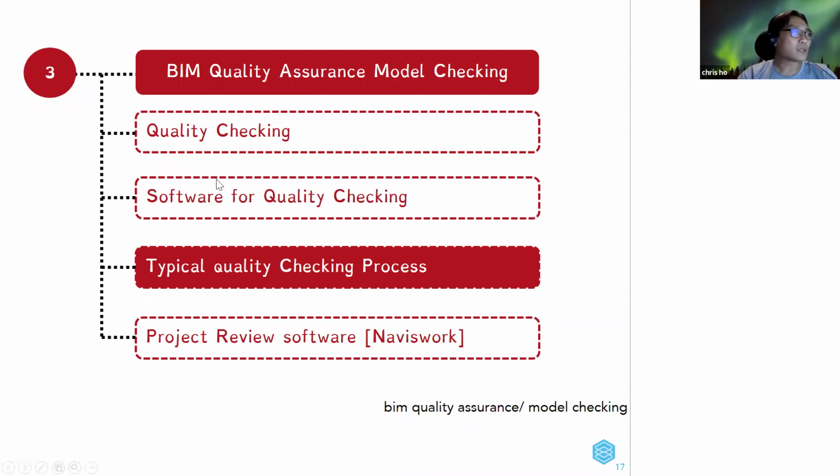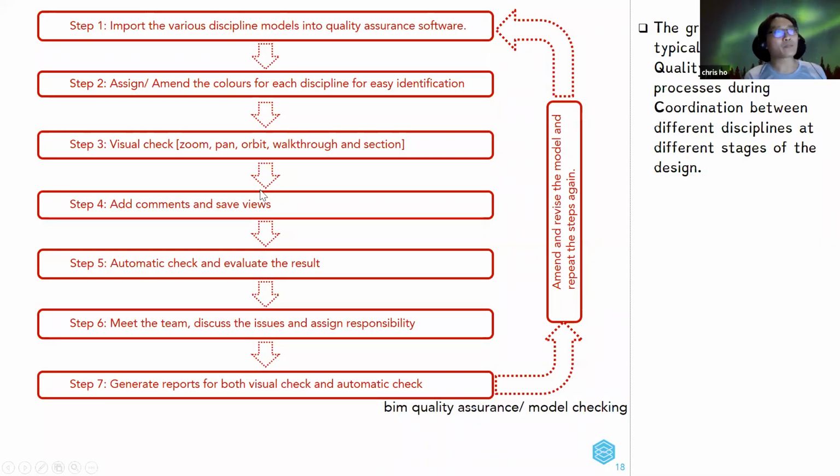And the typical quality checking process that we do, this is another process that we do. First, we import the various discipline models into the quality assurance software like Navisworks or Solibri Model Checker. Then we'll amend and color for each discipline for easy identification because, say, for example, MEP, you have the mechanical, you have the electrical, and you have the plumbing. So you have different trades. Therefore, it is necessary for you to do the colors so that you can identify the different trades when you're doing clashes. Then the first check that you do is usually a visual check. You have an avatar inside your Navisworks and you just walk around your building to see that everything is in order. And then you add comments and save views.